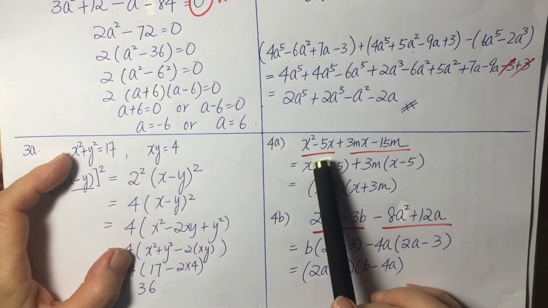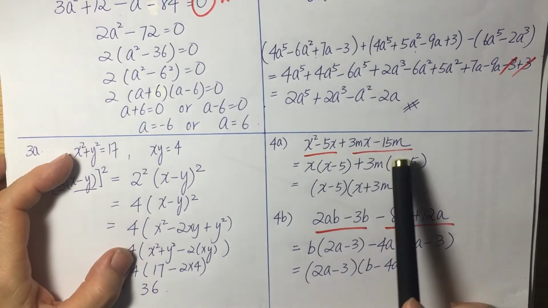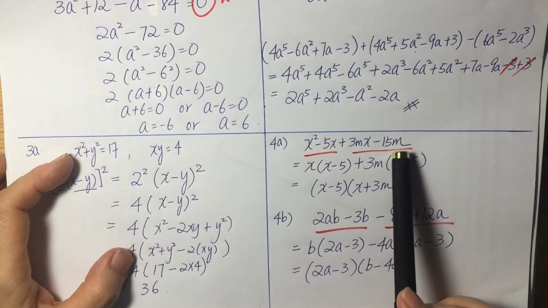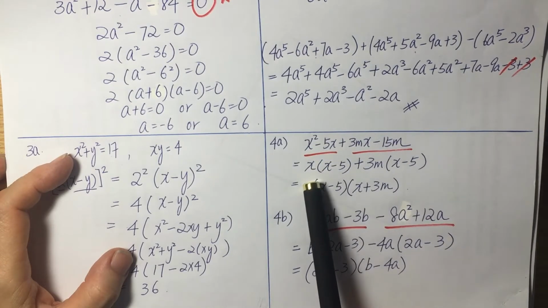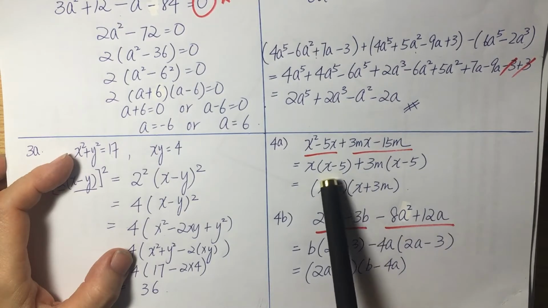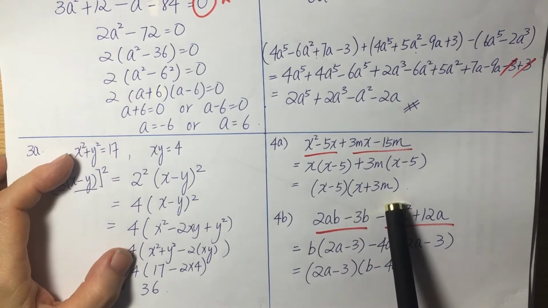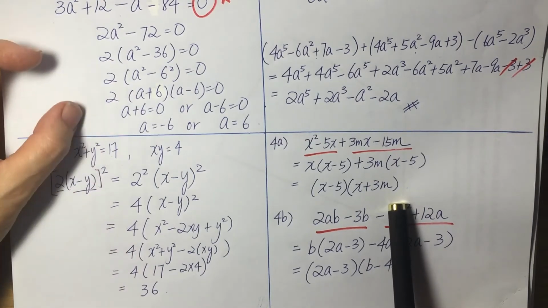Question 4a has 1, 2, 3, 4 terms. Usually for 4 terms, you will group 2 by 2. So this 2 together, this 2 together, you take x out. These 2 together, you take 3m out. So when you take 3m out, the x minus 5 and x minus 5 will be the common factor, x minus 5. And so you have x plus 3m as the other factor.